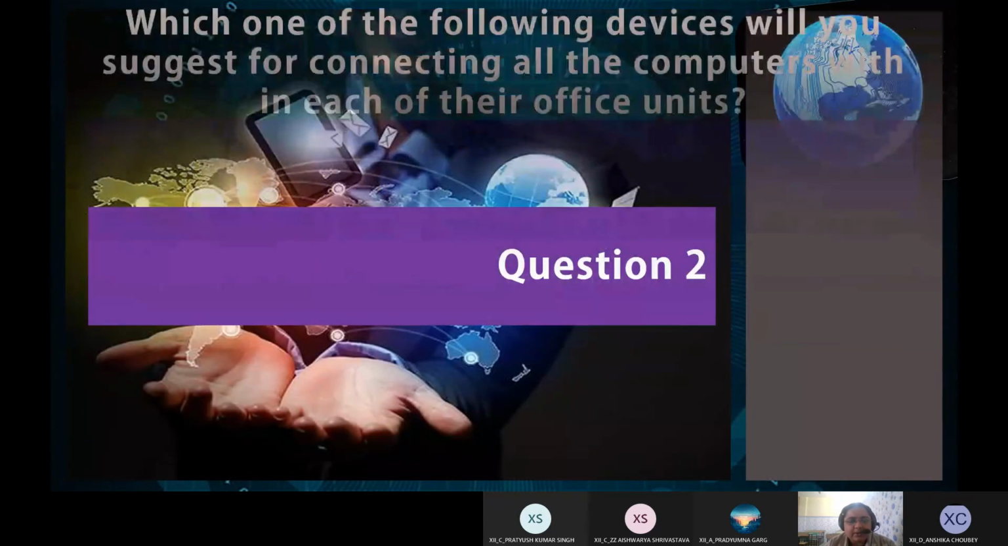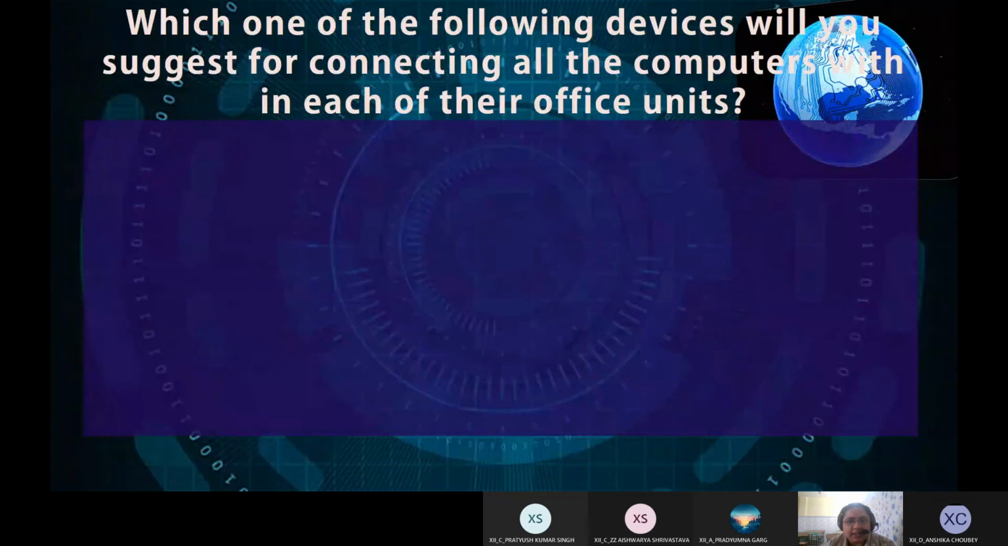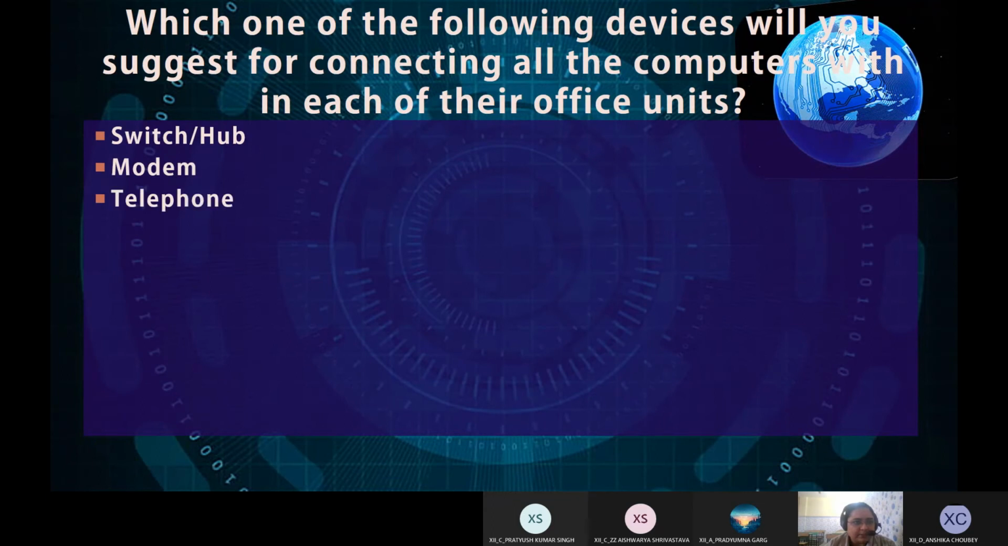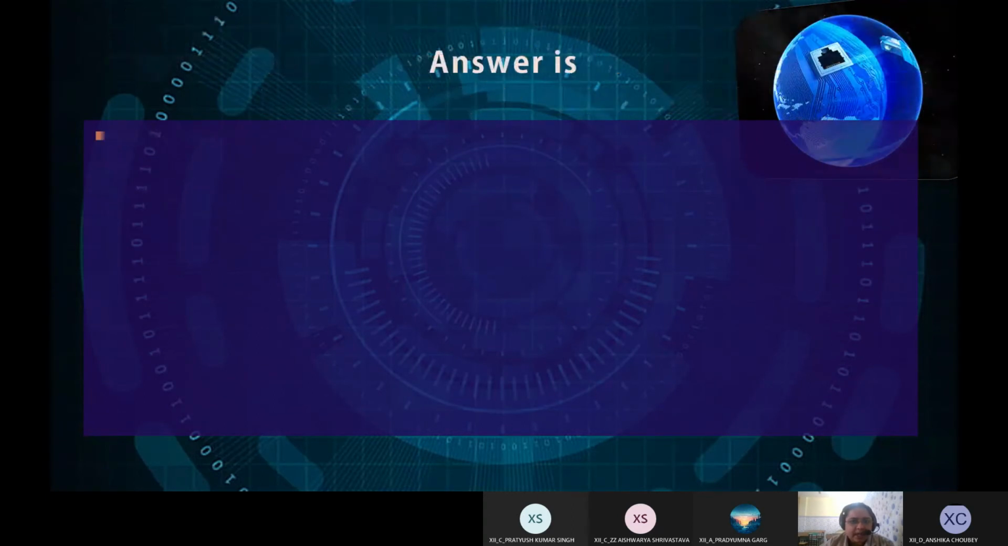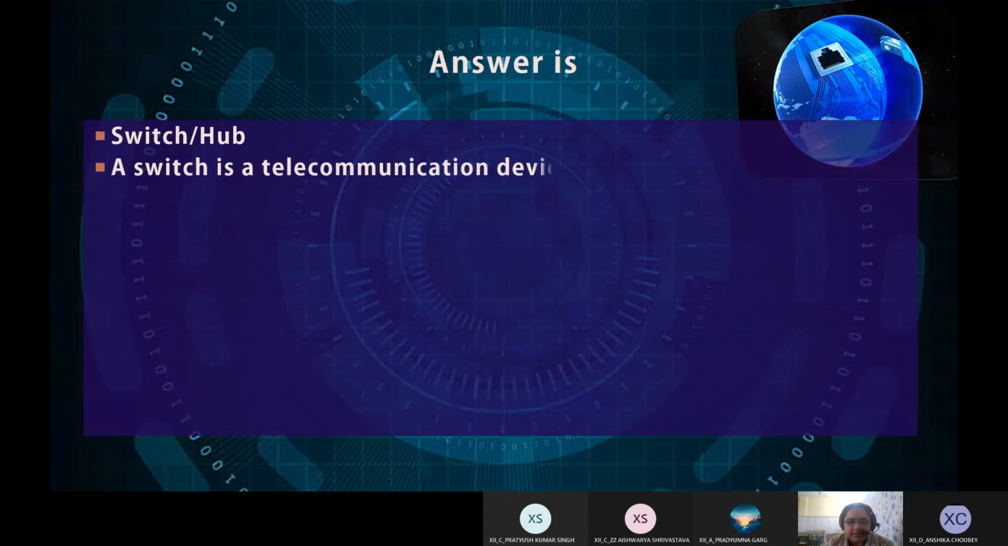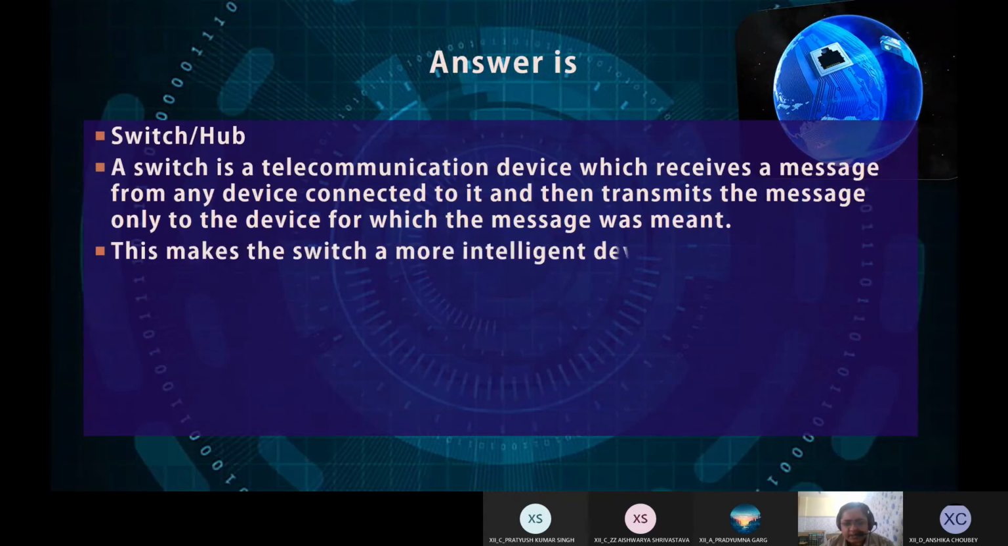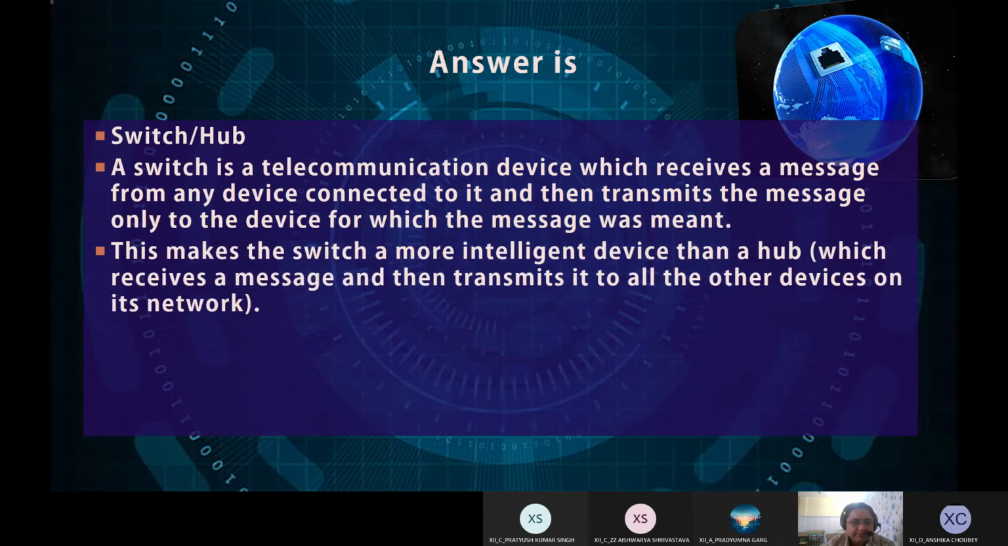Second question. Which one of the following devices do you suggest for connecting all the computers within each of the office units? Switch, hub, modem, telephone. Which one? Within each of the offices, of course, the answer is switch or hub. You will use a switch or hub to connect all the devices within a particular office unit. Very good. A switch is a telecommunication device, and so on, because we have already studied what a switch is.